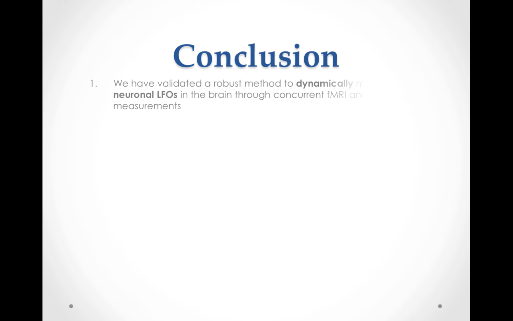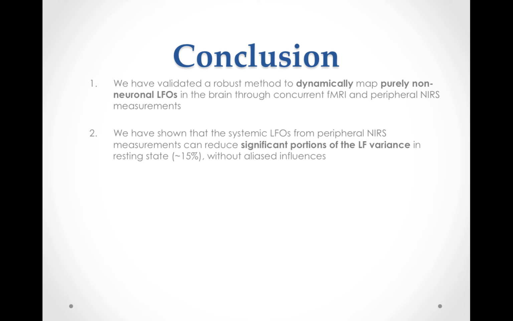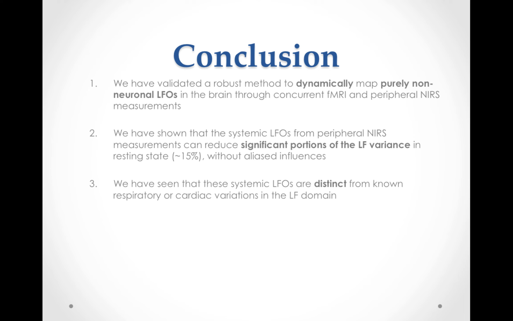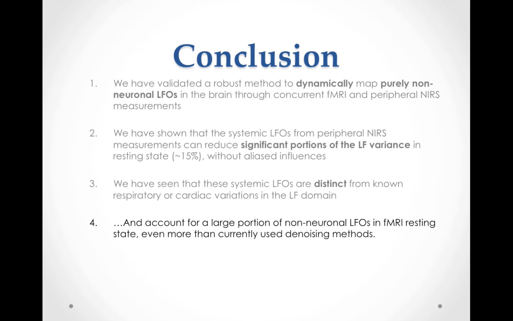To sum up, we demonstrated that the systemic LFOs we measure with NIRS are purely non-neuronal, as they can be measured in the periphery. We have found that the signals travel on a global symmetric level through the brain. We showed that these systemic LFOs are distinct from known low-frequency measurements based on respiration and cardiac, and we found that our method accounts for a large portion of non-neuronal LFOs in fMRI resting state, even more than currently used denoising methods. This purely non-neuronal signal needs to be accounted for when inferring neuronal activity, especially in resting state.